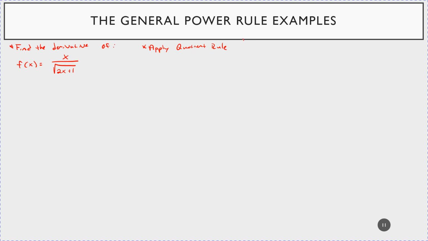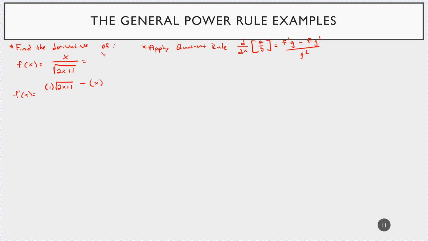Just recall, if you have the derivative with respect to x of f divided by g, just remember what this is. It's f prime times g minus f times g prime, all over g squared. So f prime of x, the derivative of x, that's my f here, is just 1 times the square root of 2x plus 1, minus, now x, so the x stays, and you have to find the derivative of this.